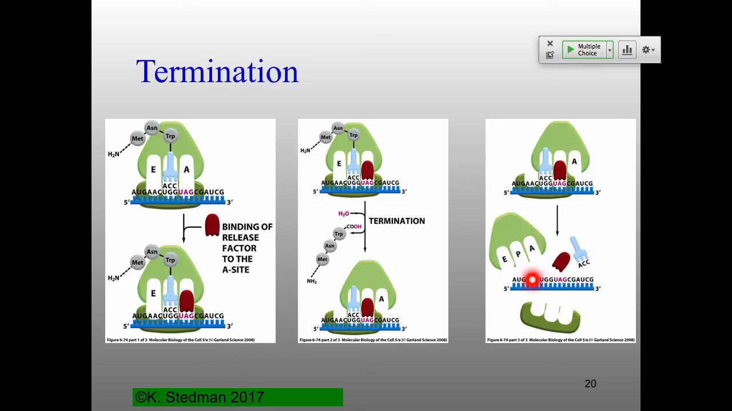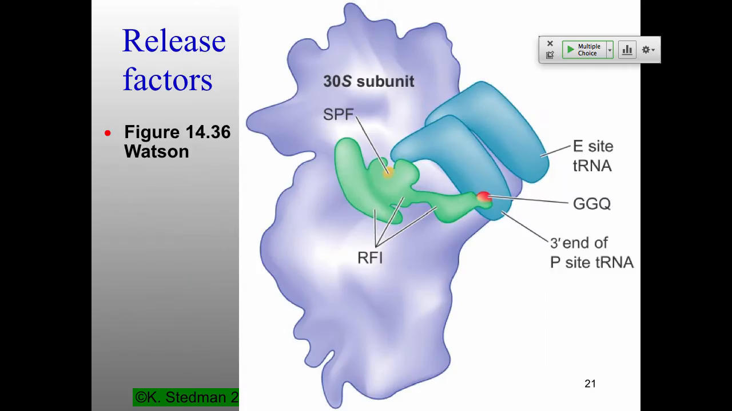On the other hand, this last step where everything falls apart requires considerably more things going on. Let's take a closer look at that. Here is one of those release factors, release factor 1. Basically, this guy pretends to be a tRNA sitting down in this A site, but it doesn't have an activated amino acid at this end. And so here you get your transpeptidation to water, and you release the peptide chain.